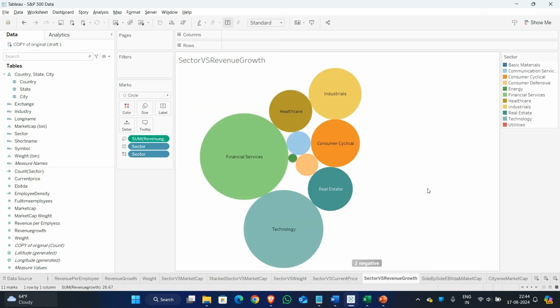Now we're going to see the revenue growth according to sectors. I chose a bubble chart for this, and from this visualization, it is clearly seen that financial services and technology dominate in this revenue growth, with the energy sector having the least.